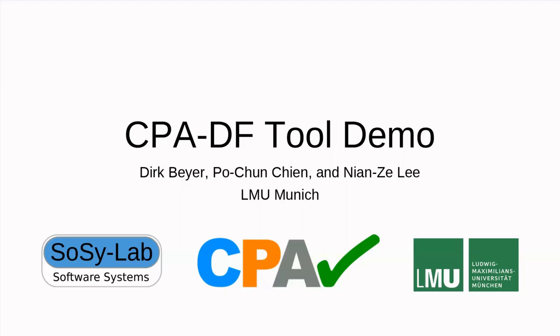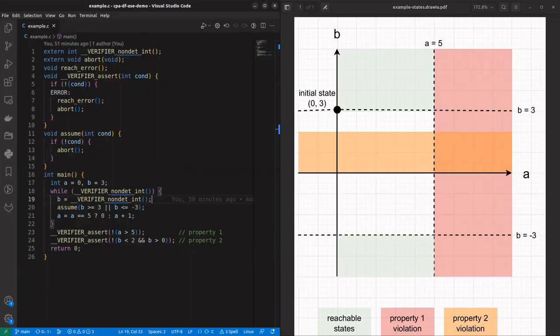Hi, welcome to the demonstration video of CPA-DF, a tool for configurable interval analysis to boost program verification. In this video, we're going to demonstrate how to execute the tools that we presented and used in the paper. First, let me explain the example program that we'll use in this demonstration.